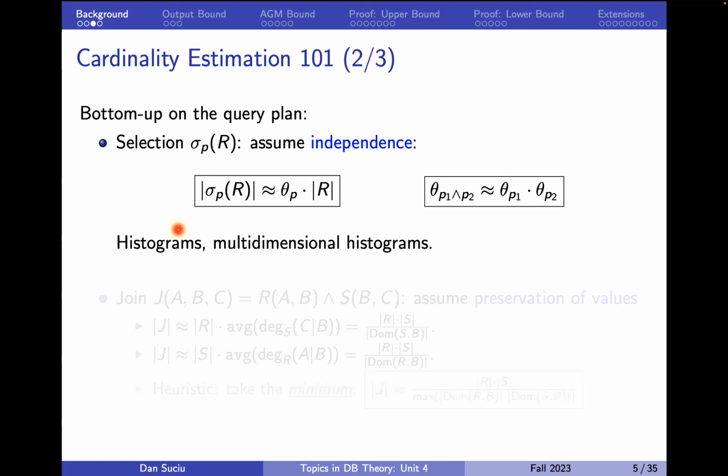So they estimate the size of a query by processing the query plan. It's not the only option, but it's one of them. Bottom up, start with selections, which are done on the leaves. So selection, recall sigma means a selection based on a predicate P. For each predicate, there is a selectivity factor, theta.